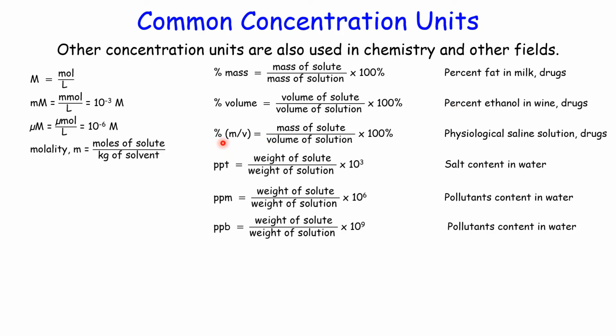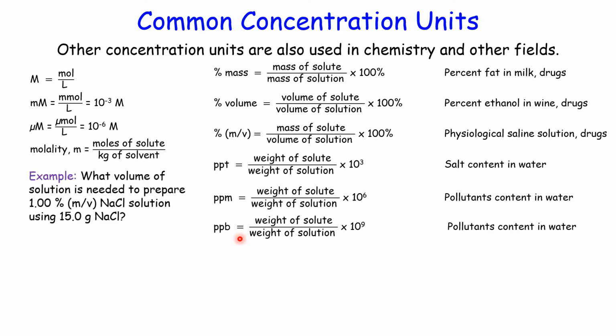For example, percent m over v. That equals the mass of solute over the volume of solution times 100%. And as you can see, the pharmaceutical industries use the first 3 units a lot. Environmental analysis use ppt, ppm, ppb a lot to describe the concentration of trace amount of chemicals.